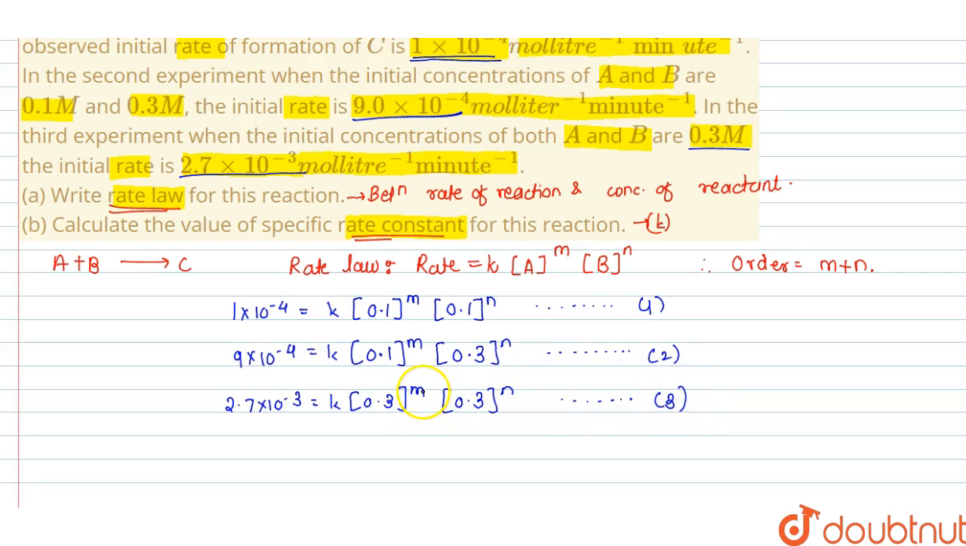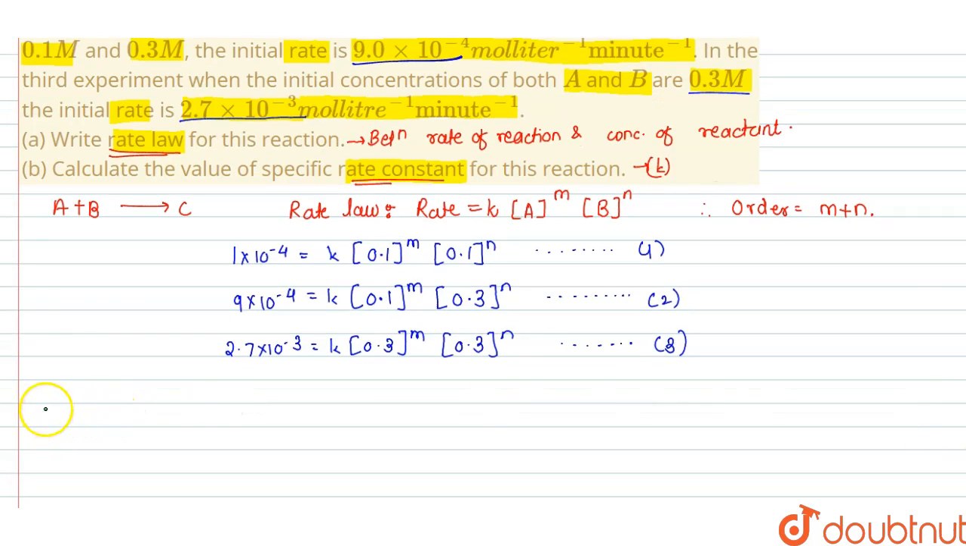Now first we'll have to calculate the values of m and n, then write down the rate law, and then we can calculate the value of K, that is the rate constant. So now to calculate the value of n, we'll divide equation 2 by 1. This is equation 2 upon equation 1.